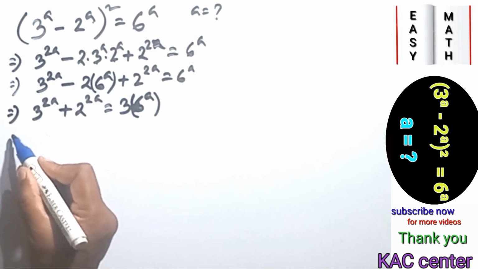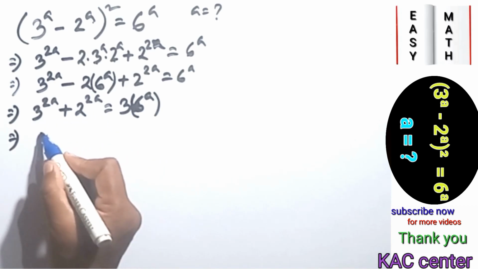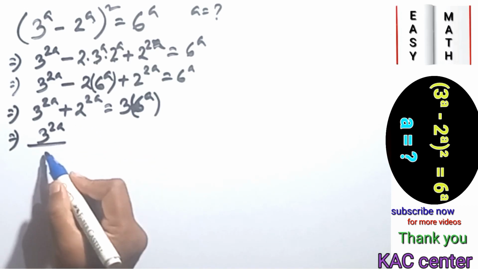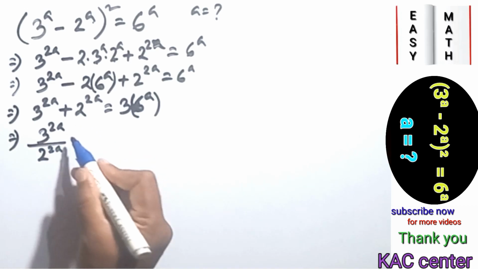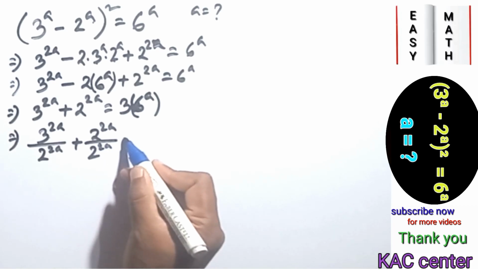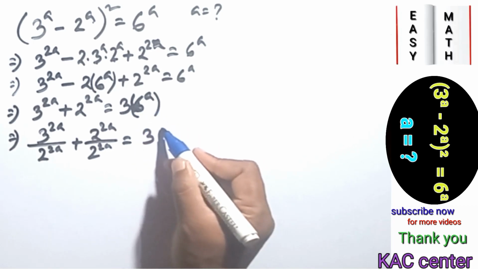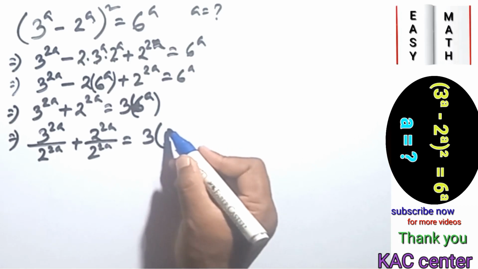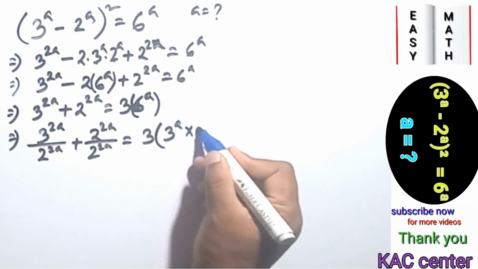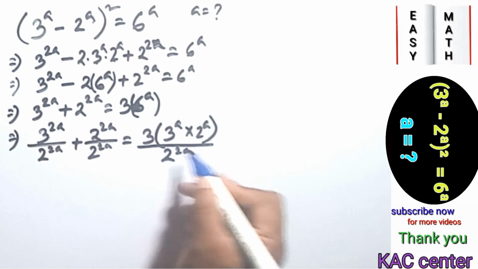So now we divide by 3 to the power 2a, divide by 2 to the power 2a, and 2 to the power 2a. Here 6 to the power a we can write as 3 to the power a into 2 to the power a, and divide by 2 to the power 2a, we divide both sides.